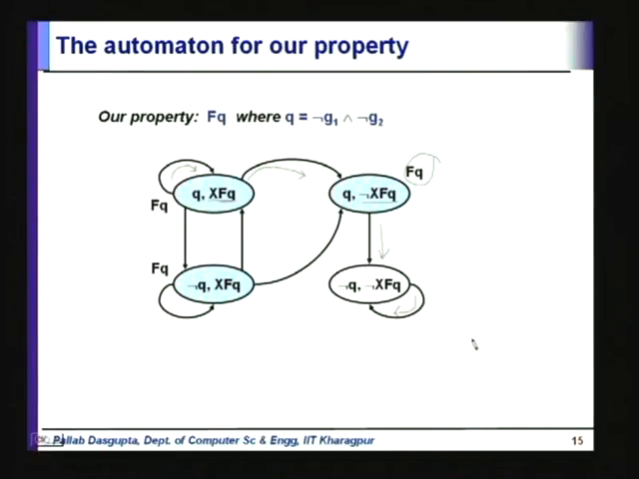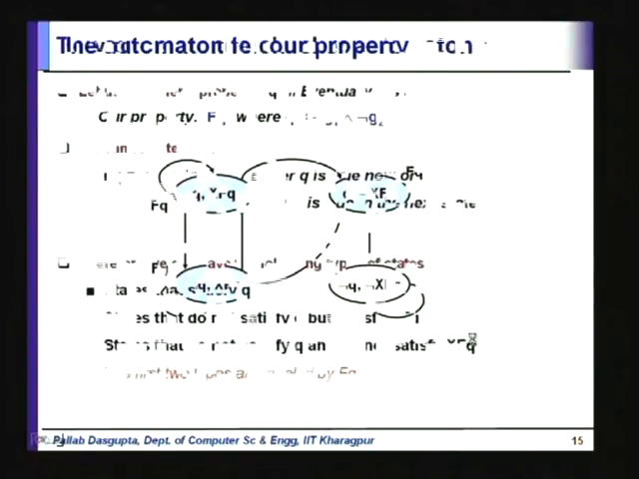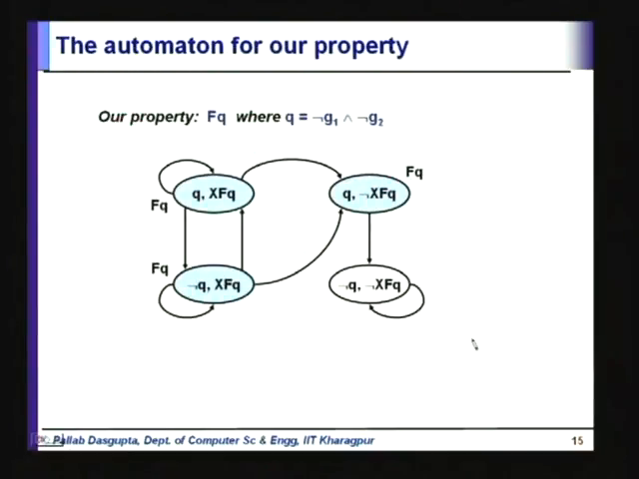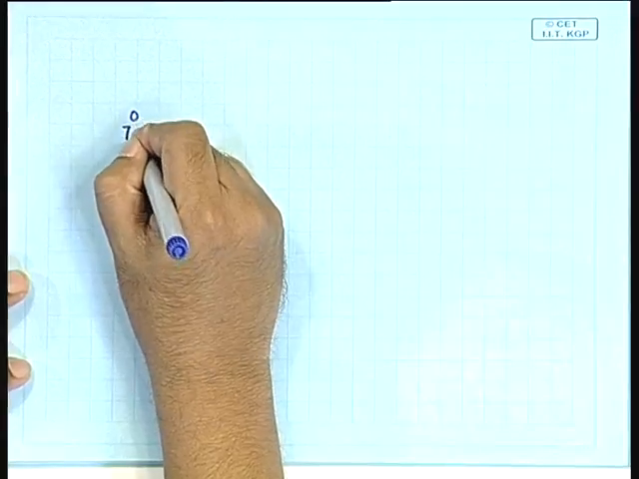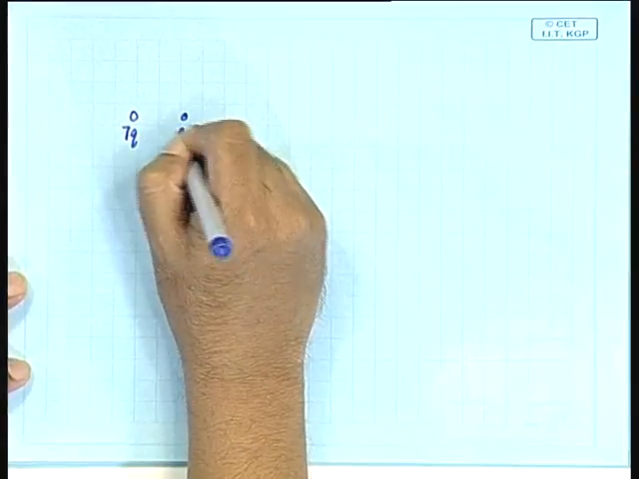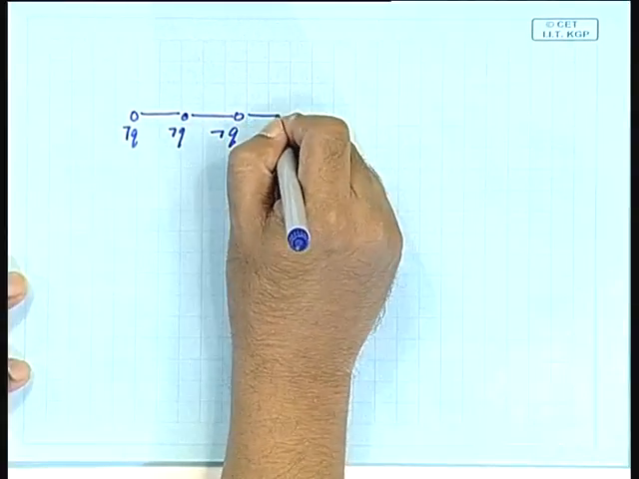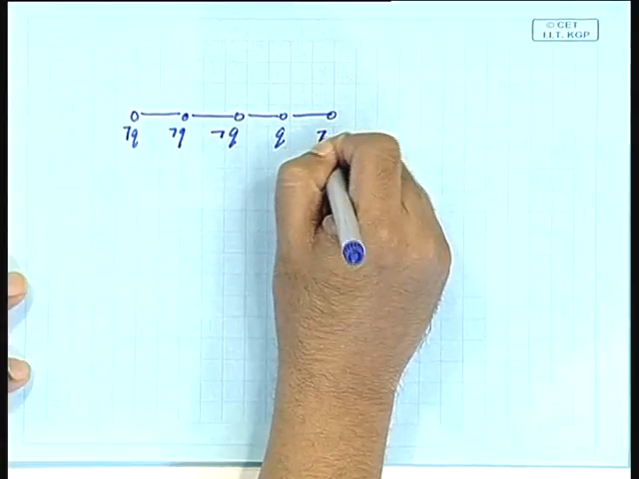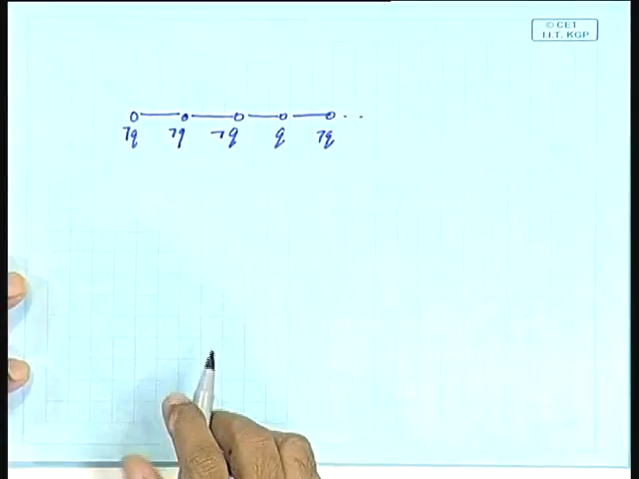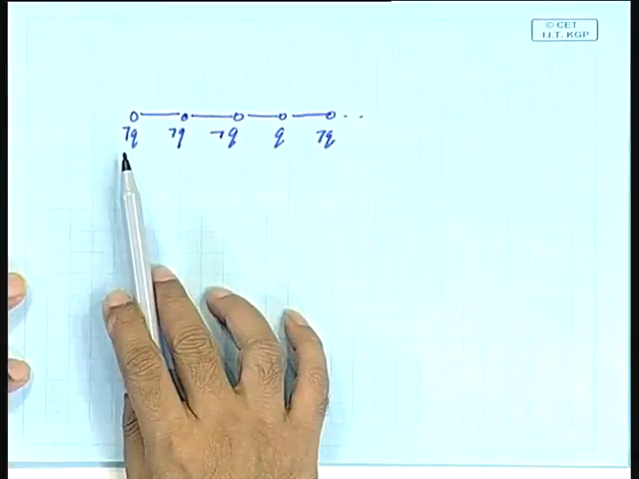Right. Now, let us see one thing: does this automaton contain all possible runs by which FQ is satisfied? So, take any run in which FQ is satisfied. So, not Q, then not Q, then Q, then not Q, and so on. Now, is this satisfied here?